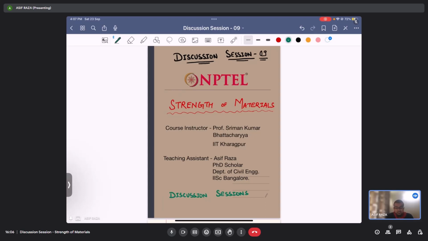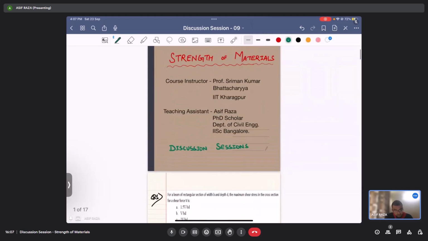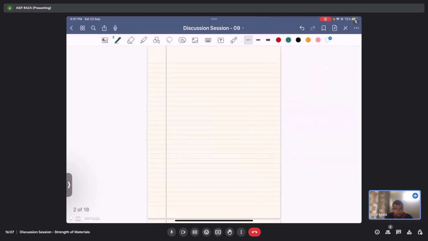So today we'll be discussing questions relevant to assignment number 9. Let's start without waiting. Before directly asking questions, I'll give you some suggestions: it's best to remember some of the deflection and slope formulas, so that it helps you calculate as early as possible. That will save your time.